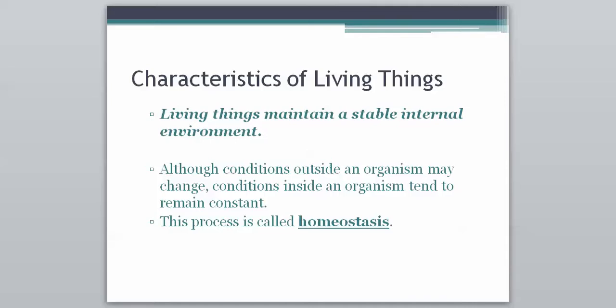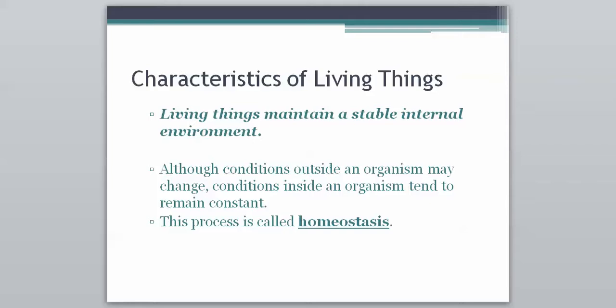The next thing, living things maintain a stable internal environment. Although conditions outside an organism may change, conditions inside an organism tend to remain constant. This is a process called homeostasis. For those of you who didn't know, we maintain an internal body temperature all the time of 98.6 degrees. Unless we're sick or something else is wrong, we're always going to have that same internal temperature, and that's our body performing the process of homeostasis, keeping things nice and running for us.